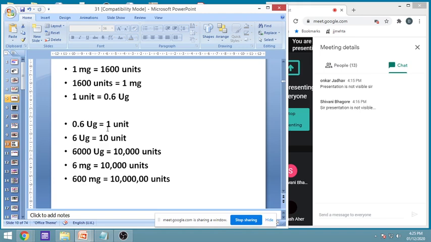0.6 microgram is equal to 1 unit, 6 micrograms is equal to 10 units, 6000 is equal to 10,000 units, and accordingly it goes. Okay, so this is how we are calculating.